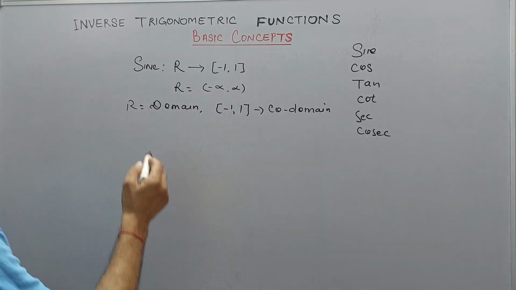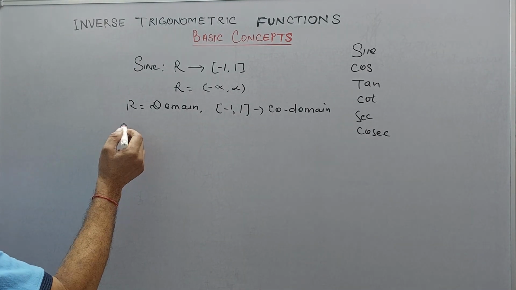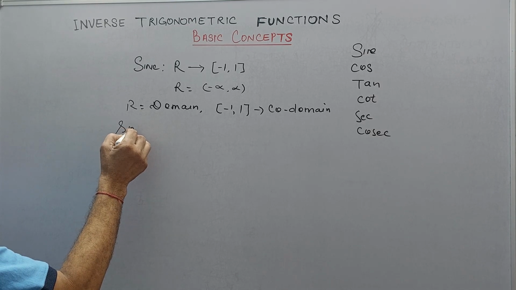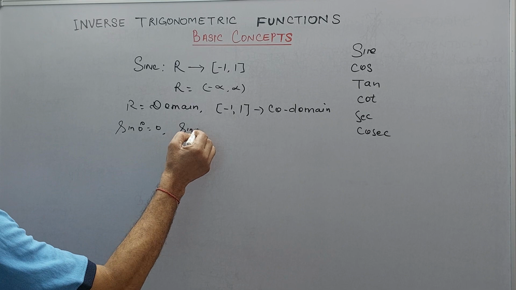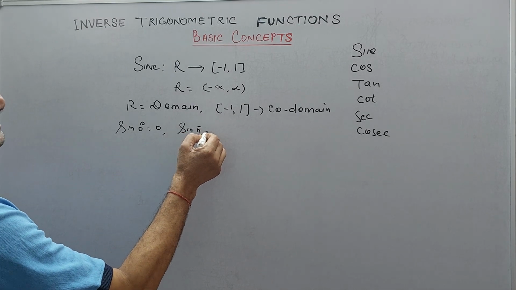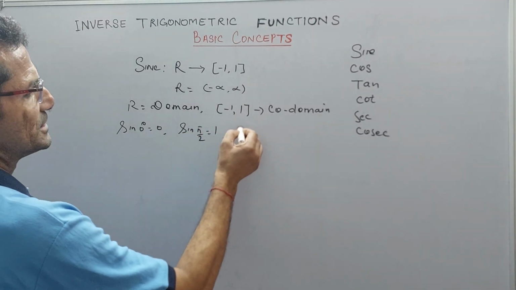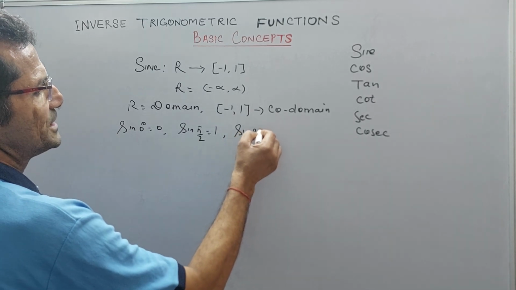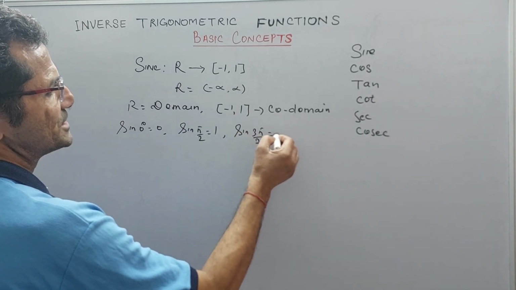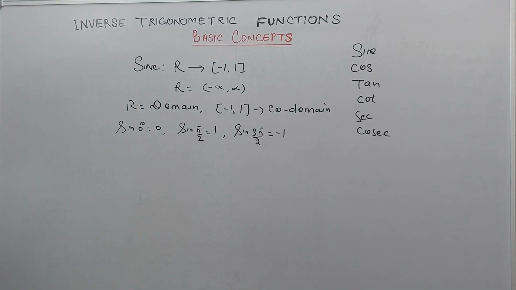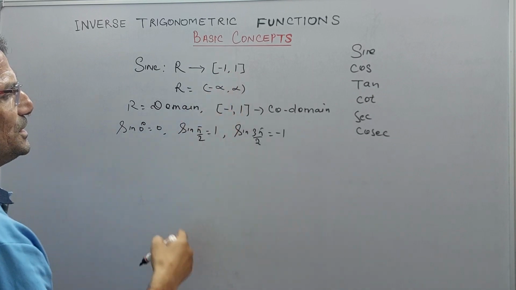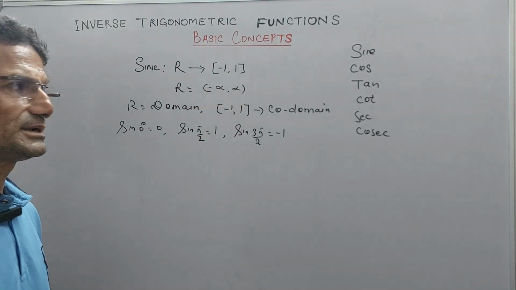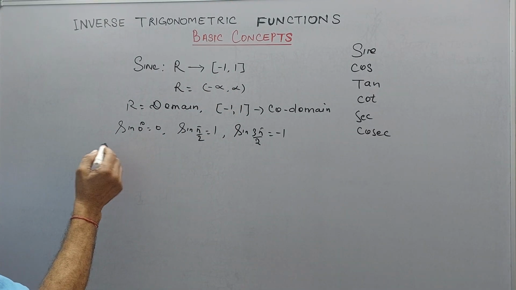Let us give some examples. We know that sine 0 degree has value 0. Sine 90 degrees, pi by 2 radians, has value +1. Sine 3 pi by 2 has the value -1. So all values of sine, for elements taken from the domain, lie between -1 and 1. So -1 and 1 are also part of the range.